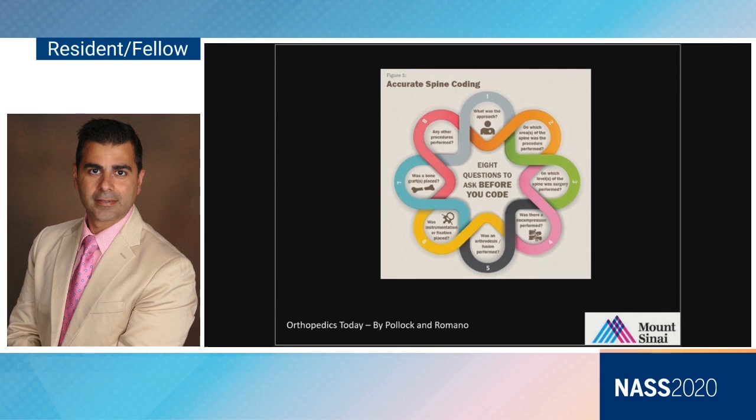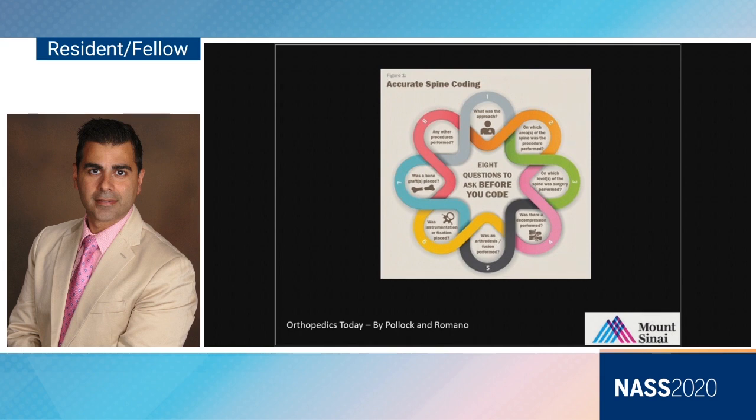This is a nice slide that was put together through an article that I read in Orthopedics Today. It's by Pollock and Romano, and they talk about 8 basic facts or 8 questions to ask before you start coding a procedure. So the first fact is, what was the approach? Second one to discuss is, which area of the spine was the procedure performed in? In our case, this talk will be really focused towards cervical spine, but this is discussing whether it was a cervical procedure, a thoracic procedure, and so on and so forth.